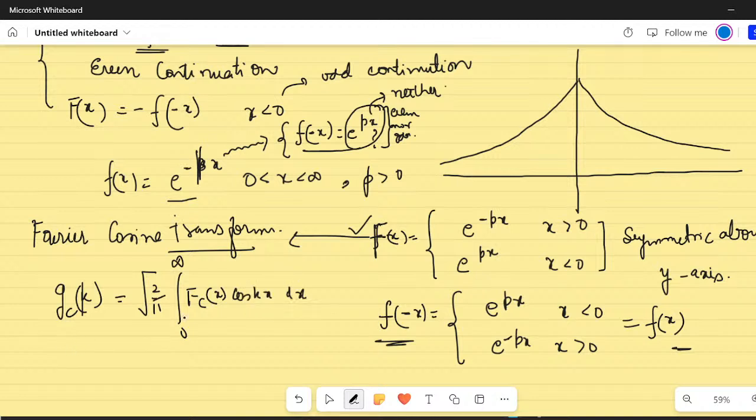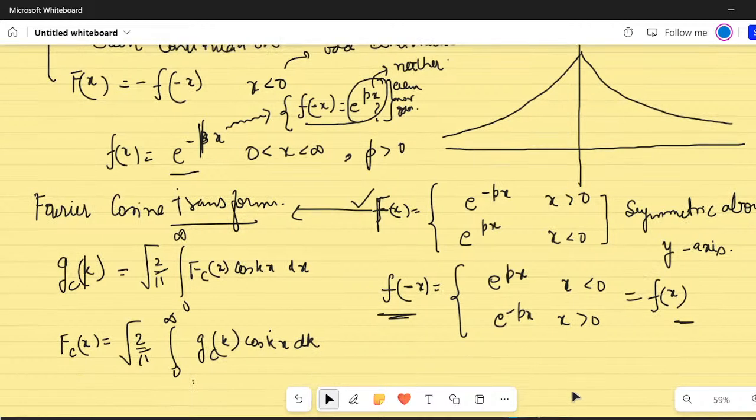And if you want to write what F_c(x) would be, it will be simply root over 2 upon pi, and then from 0 to infinity you will get G_c(k), and then cos kx written here, and then dk written over here. Okay, I hope it is clear now.